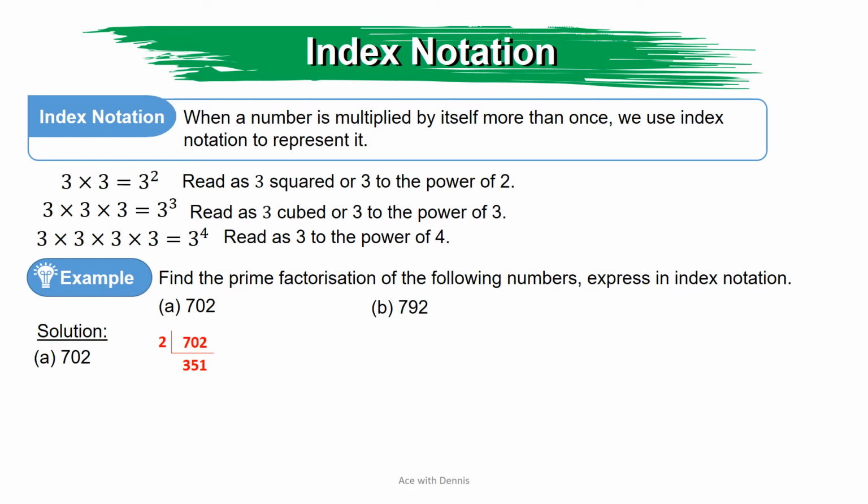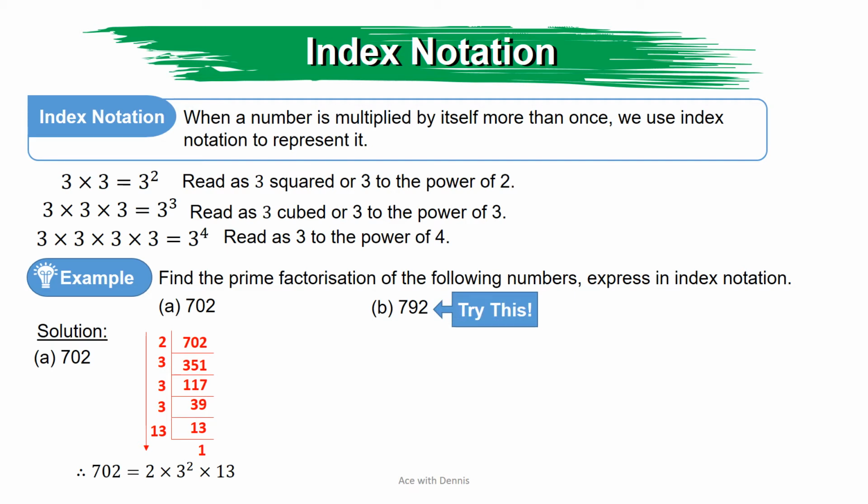So 351 is not divisible by 2. We move on to the next prime number, which is 3. So 351 divided by 3, we get 117. So 117 is divisible by 3, we get 39. And 39 is divisible by 3, we get 13. And now 13 is not divisible by 3, we move on to the next divisible prime number, which is 13, and we get 1. Therefore, 702 equals 2 times 3 squared times 13.